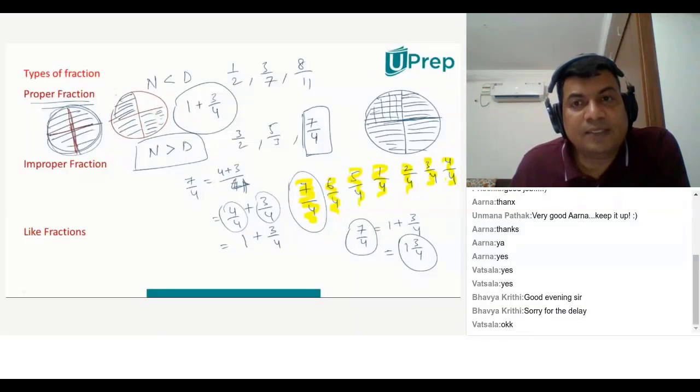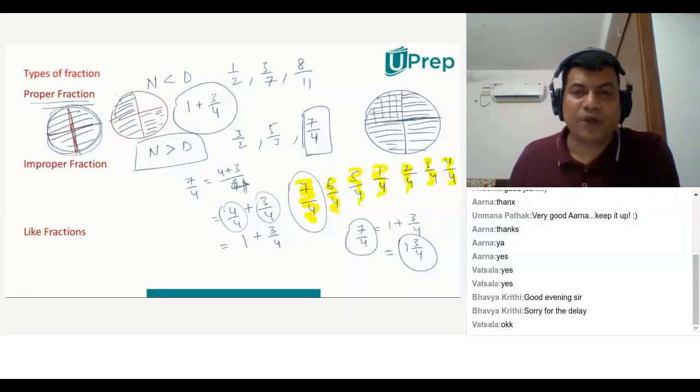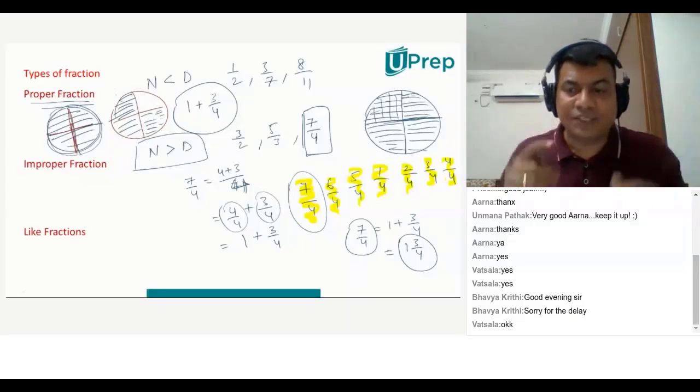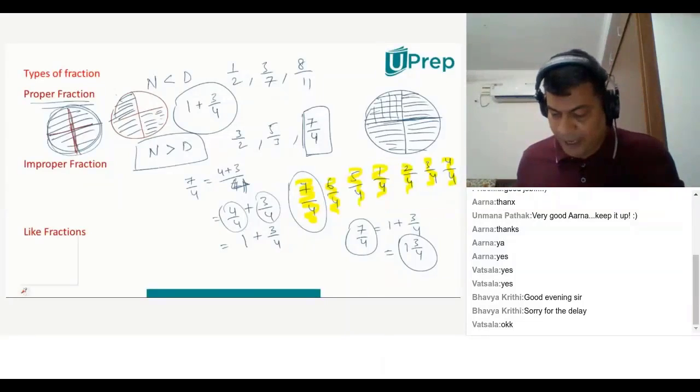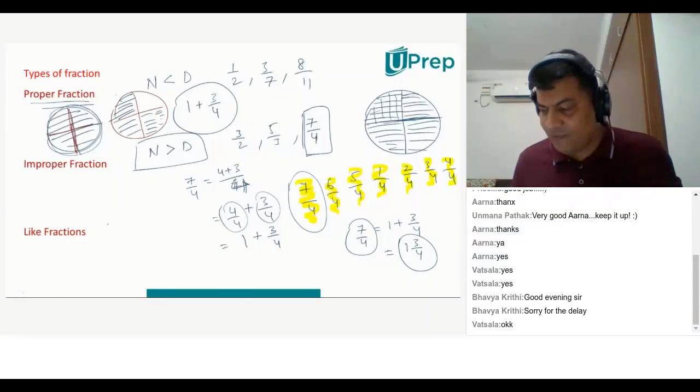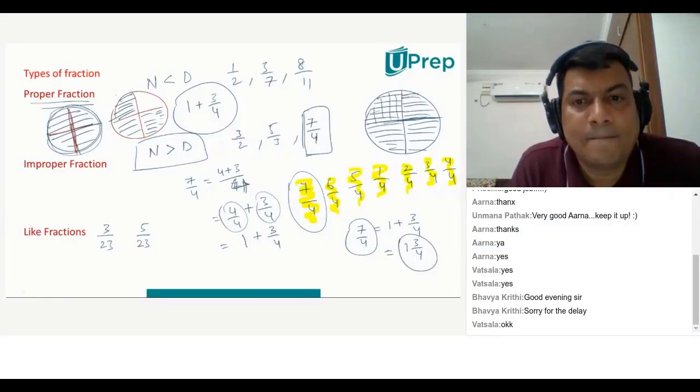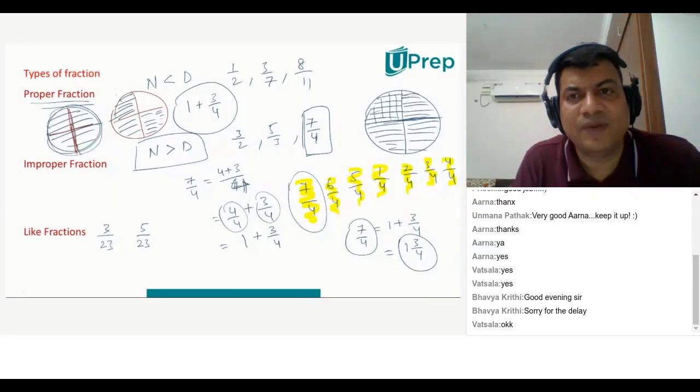When your denominator is same, they are called like fractions, because when you have like fractions, it's easy to compare them. For example, if we have a fraction like 3 by 23, and we have 5 by 23, is it easy to compare these two fractions? Yes, sir. Which is greater? Yes, sir. 5 by 23. Because it's very simple.